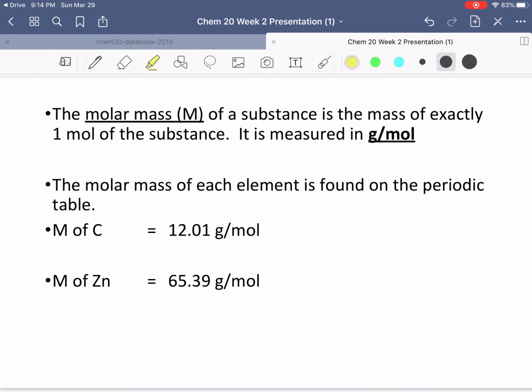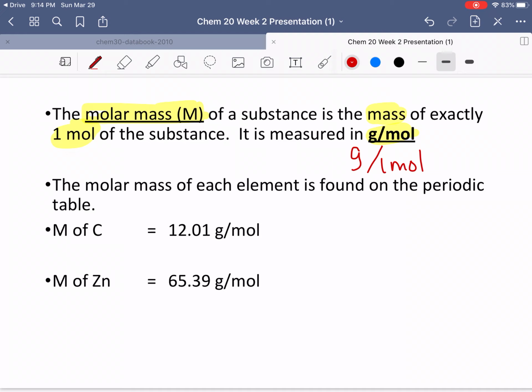Our focus today is all about capital M, which is molar mass. Now, molar mass of a substance is the mass of exactly a single mole of the substance. And check out the units for it. This is not new. You would have learned this last year. Grams per mole. And literally this means grams per 1 single mole.